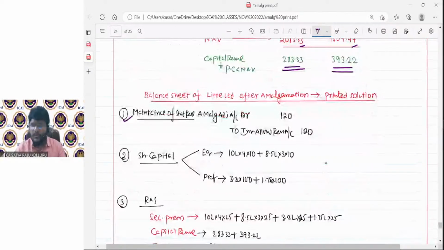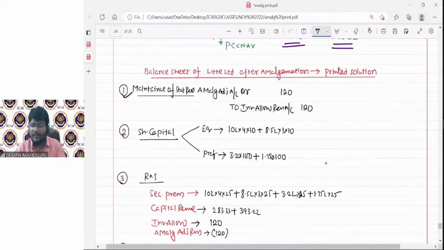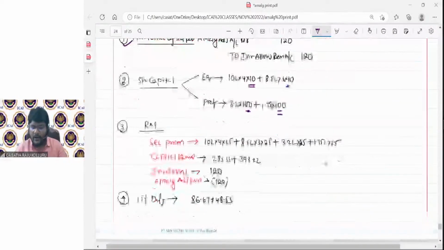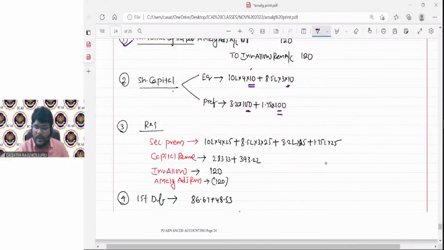Here also in my PDF, I'm not maintaining the balance sheet, I just provided the synopsis. So share capital is maintained with face values only. Here also multiplied with face values only. Okay. Next, reserves and surplus. Securities premium. Here 25 rupees per share. Here also 25 rupees per share.